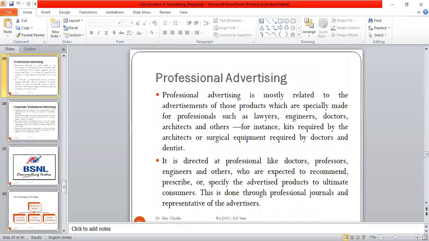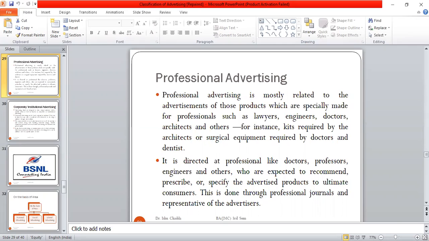The next one is professional advertisement. This is known for persons who belong to some profession. Professional advertising is mostly related to the advertisement of those products which are specially made for professionals such as lawyers, engineers, doctors, architects, and others. For example, kits required by architects or surgical equipment required by doctors and dentists. These are ads which are specifically made for lawyers, engineers, doctors, architects.